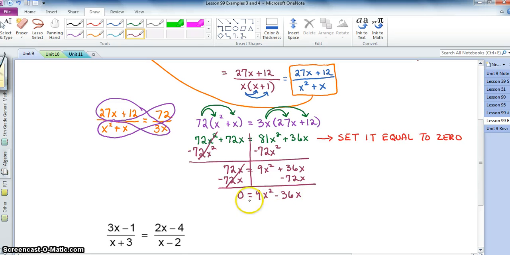Now what we're used to seeing at this point is trinomials. We don't have a trinomial here, but the only way to solve for a quadratic is to factor. This can still be factored though. I can take something out of both terms. I can take out a 9x. I'm going to go ahead and do that. If I take out a 9x, I'm left with x minus 4. And that's equal to 0.